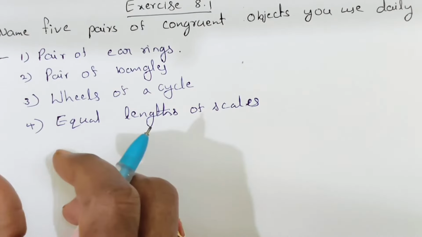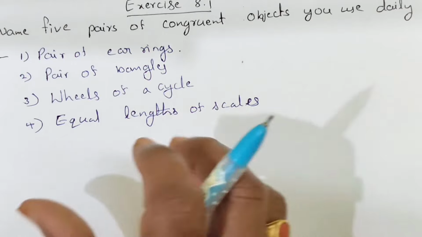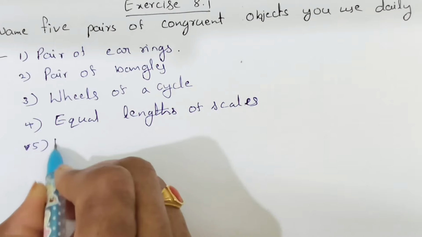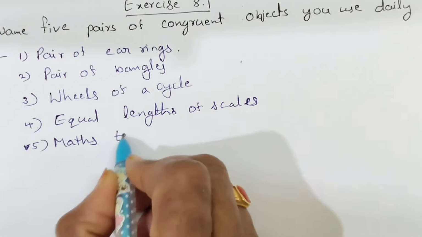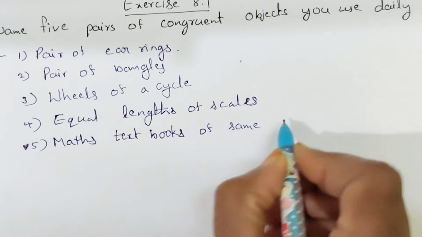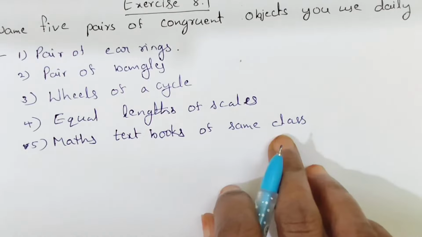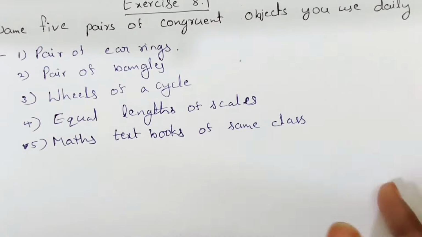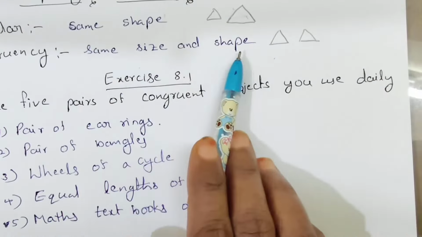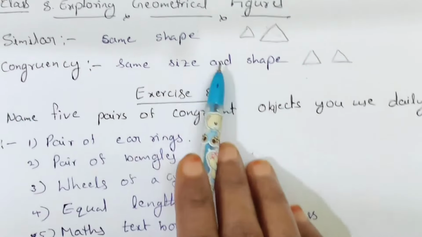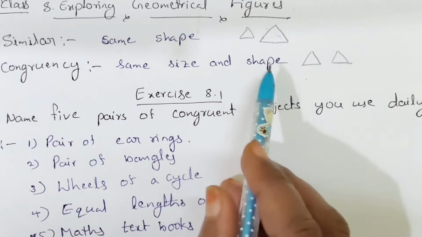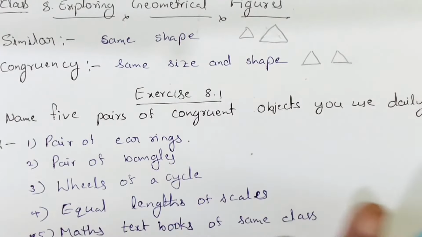Next, mathematics textbook of the same class. Same class means both textbooks are the same. So the fifth one is the maths textbook of the same class. Suppose you compare your textbook and your friend's textbook, both are the same, so both are congruent. Here we compare the shape and size, that is congruency. So simple, we remember these. Similarity means same shape, congruency means same size and shape. So we remember these three words.